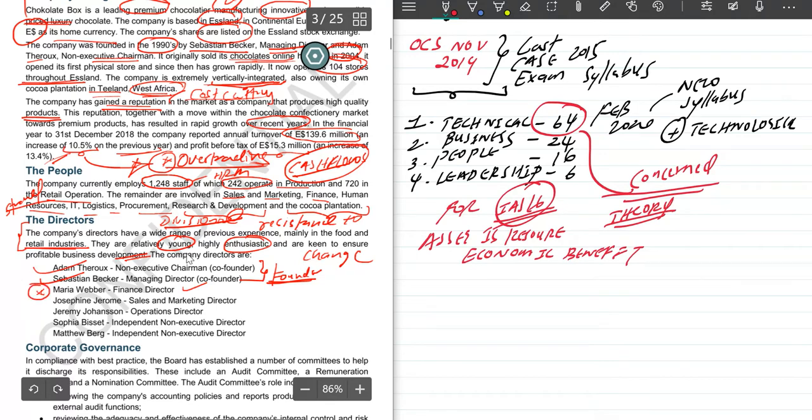So I will put a star for this because she is your senior boss. Jefferine Jerome, the sales and marketing director. Jeremy Johansson, the operation director. Sophia Bissett, the independent non-executive director. I'll just put a star. And Matthew Berg, an independent non-executive director. So we need to identify what their backgrounds are also to become non-executive directors.